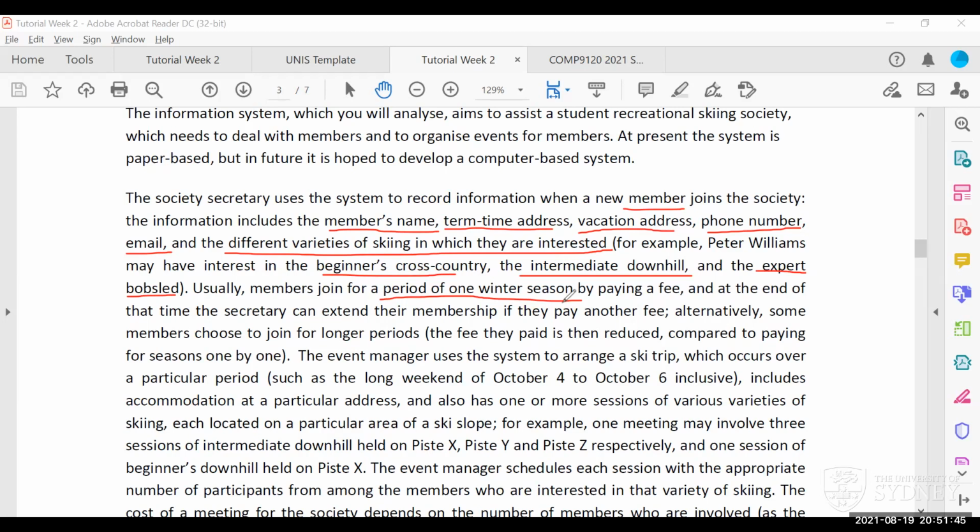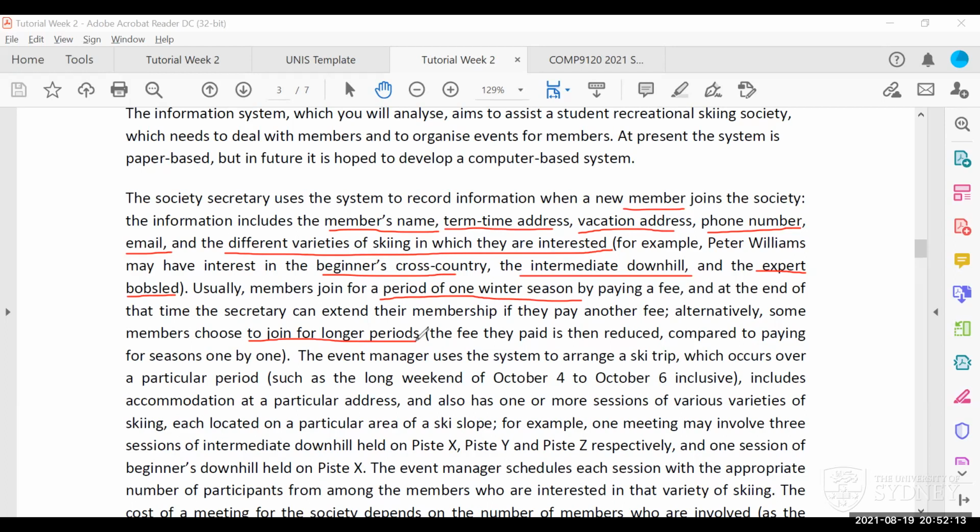Is this member joining for one season only, or for multiple seasons, or for longer periods? So we need to know that. If a member only joins for one period or one season, then we need to know that. Or a member can join for a longer period, and that longer period can potentially consist of multiple seasons.